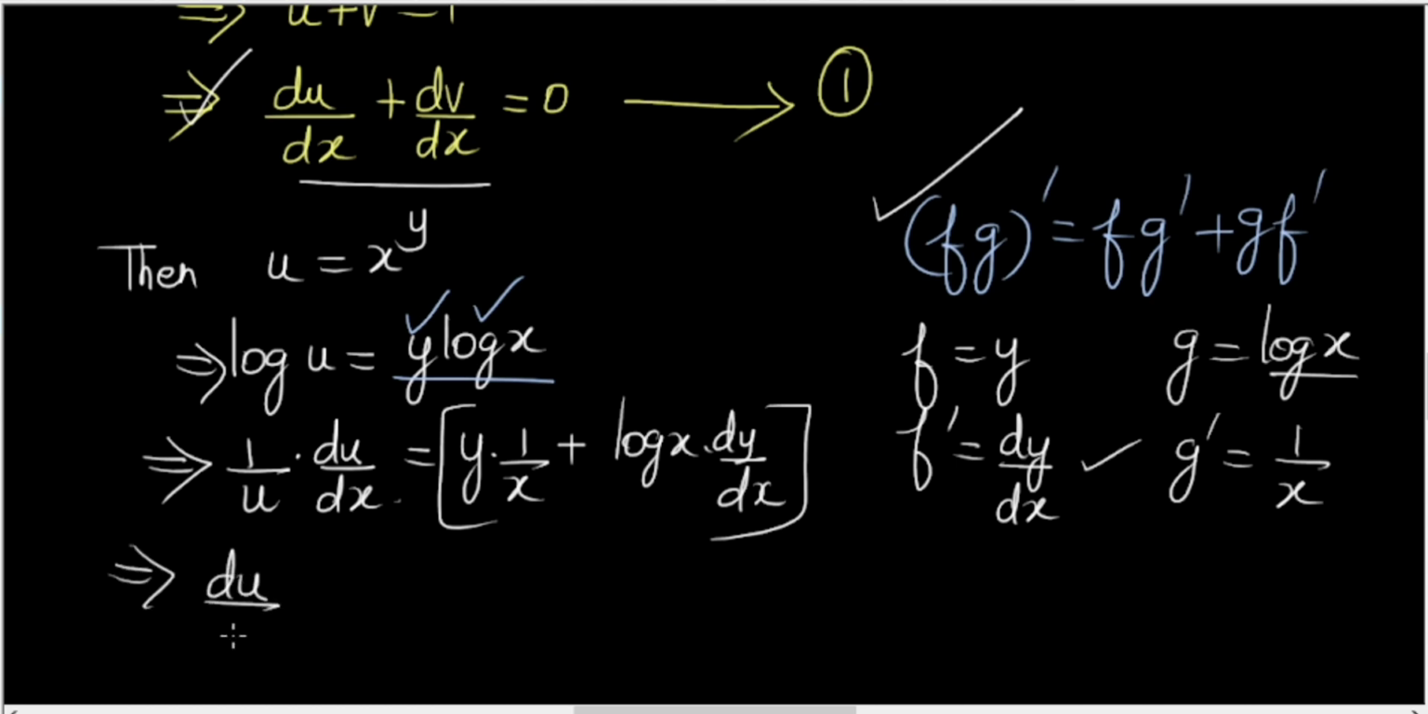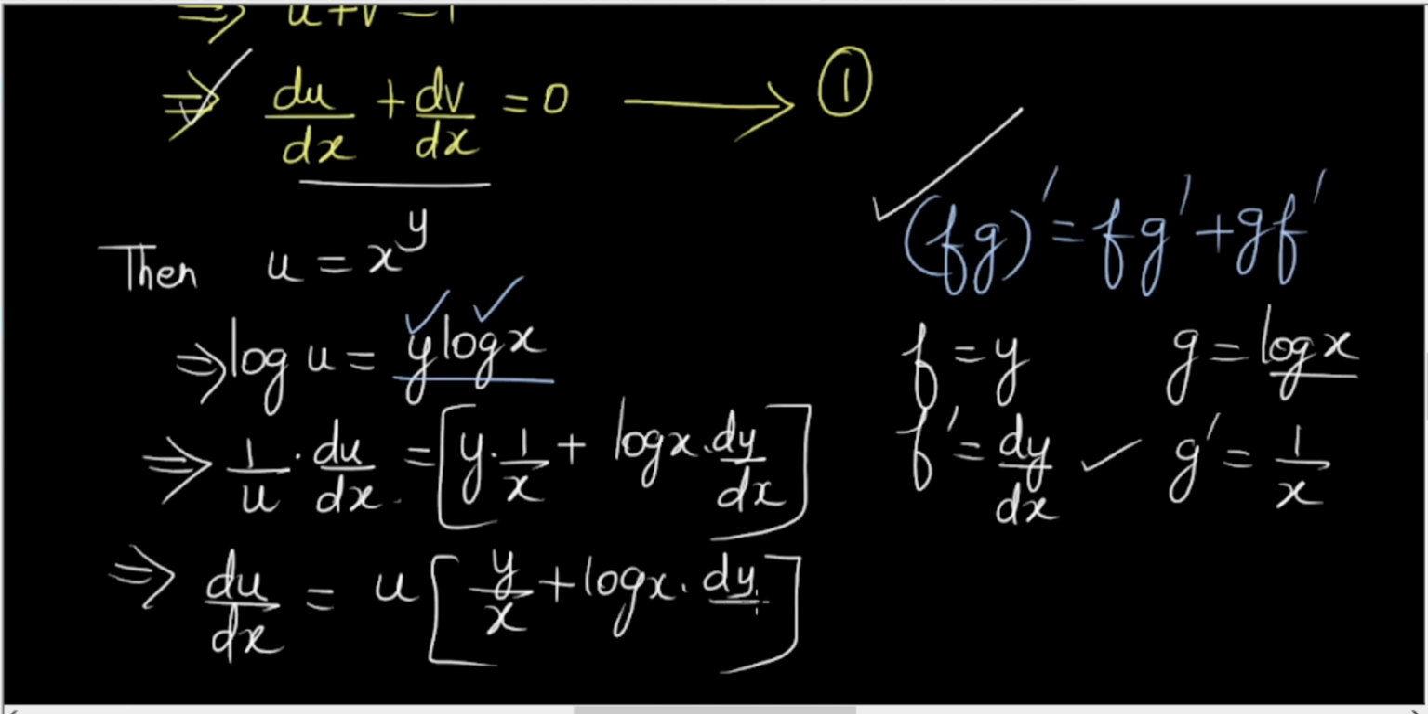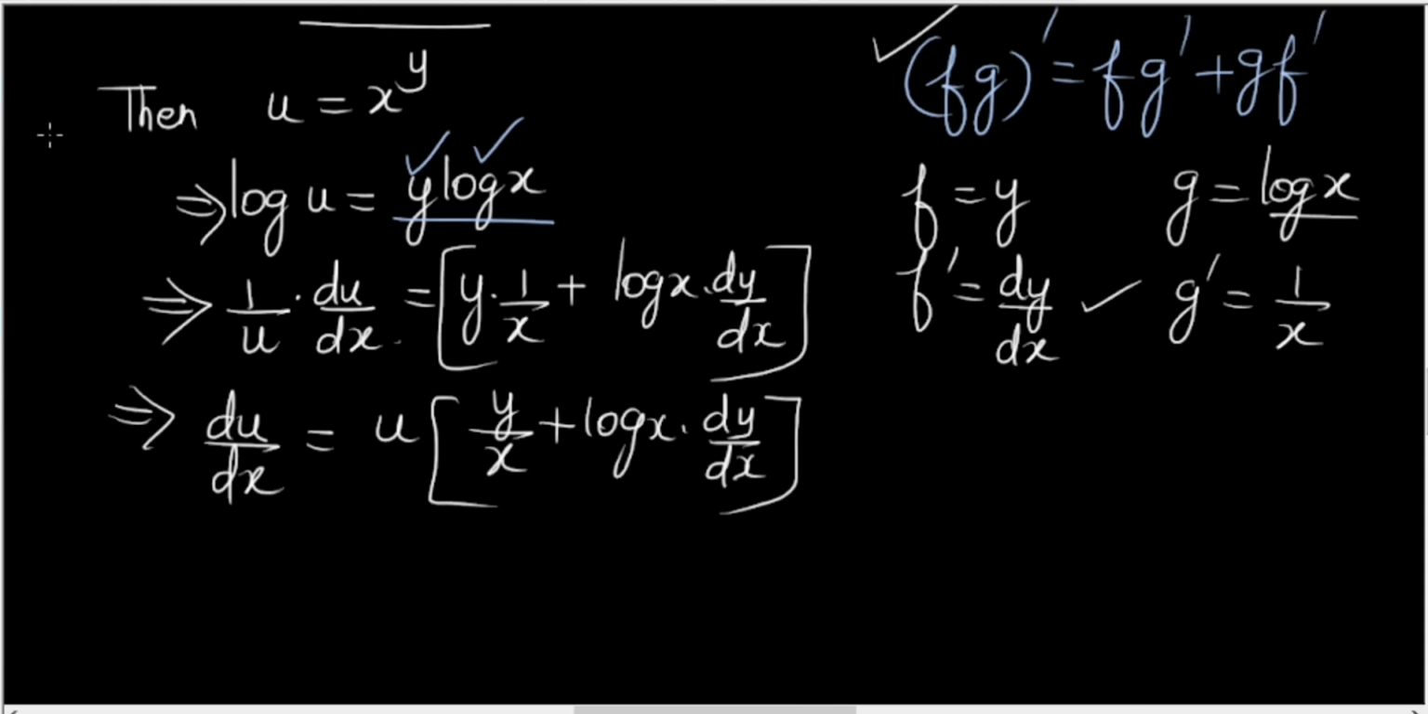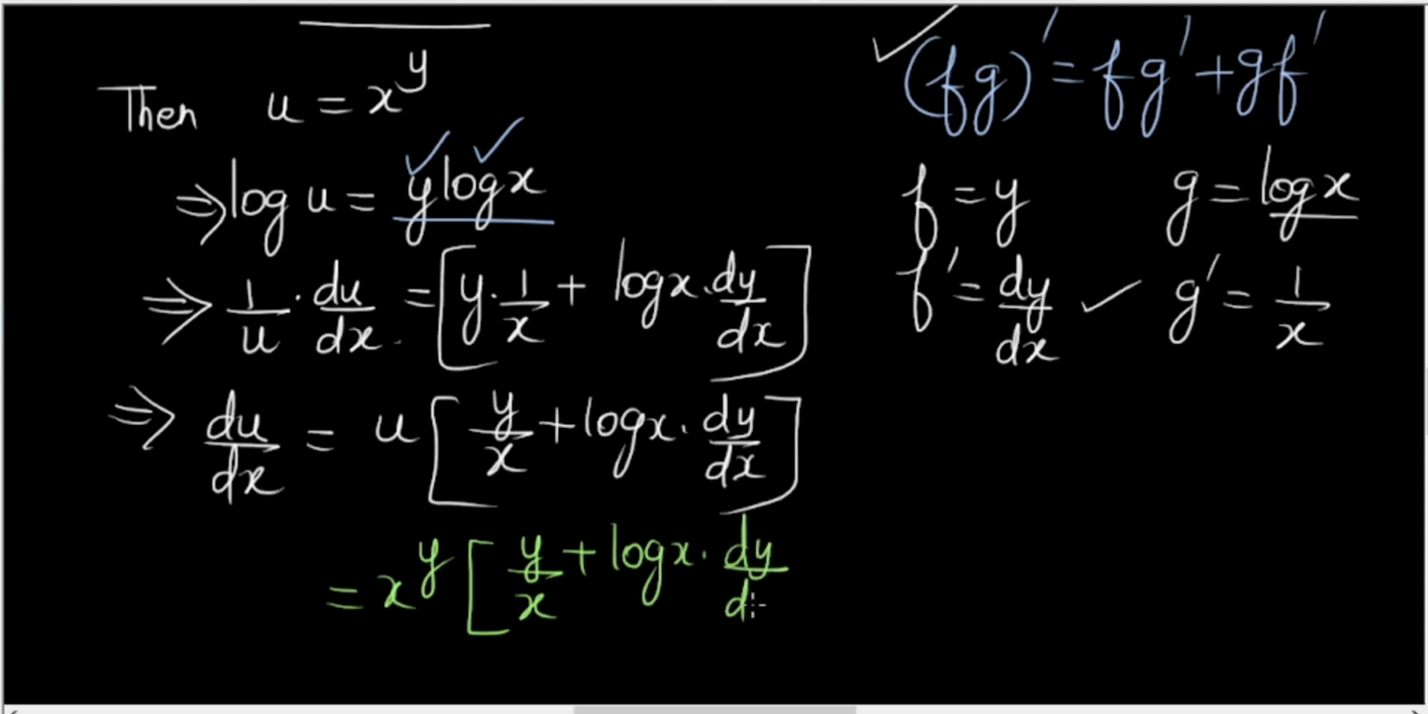Now we need to bring the u to the other side, and this will be as it is. So this we are going to write as it is. u here is nothing but our x power y. So x power y, and this we are going to write as it is. So here we'll name this equation as 2.